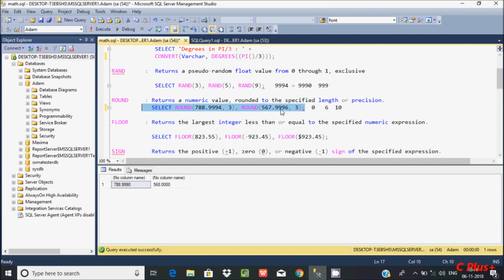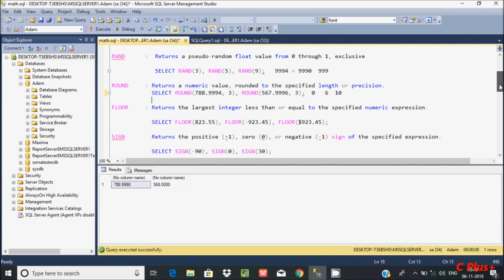It's displaying, and this is now near to 10. So this is going to convert into 1000. So if you give here 5, 6, 7 point 1000, the value will display 5, 6, 8. So this is about ROUND. Now here after that is FLOOR. It returns the largest integer less than or equal to a specified numeric expression.